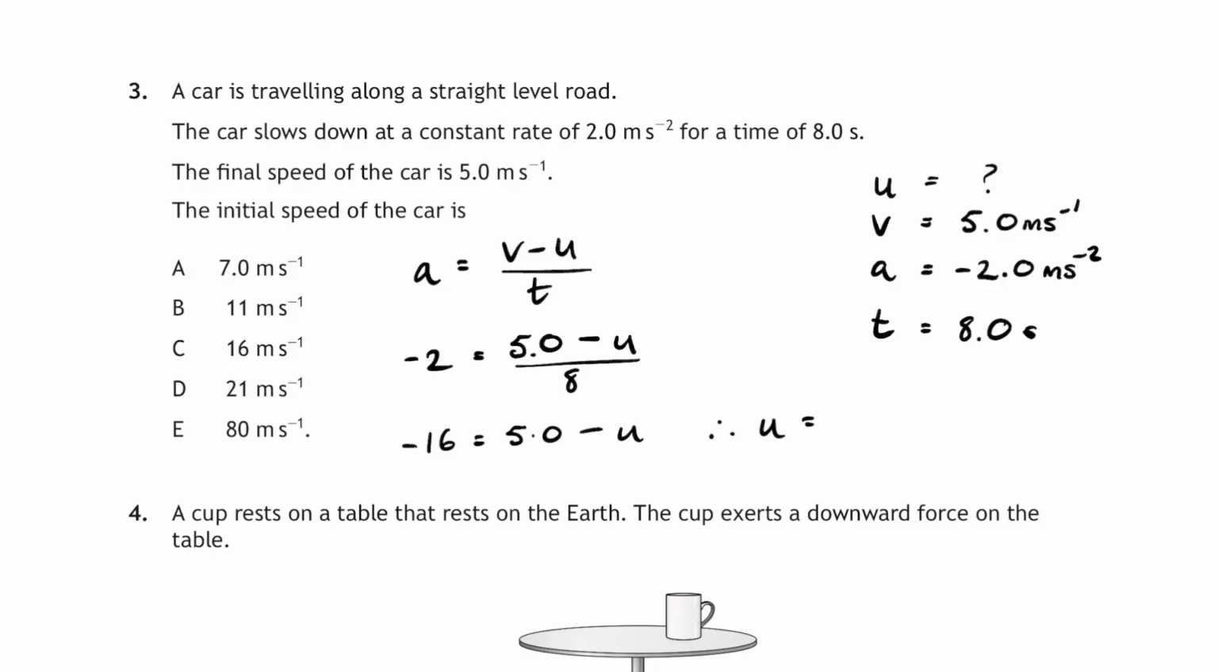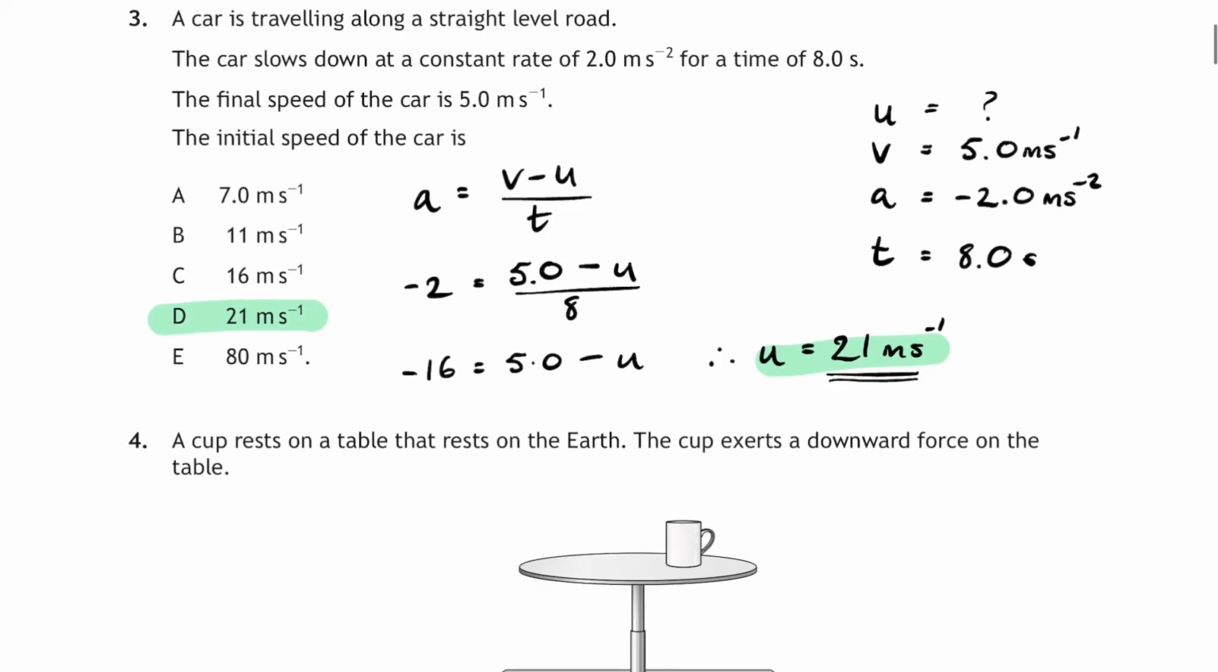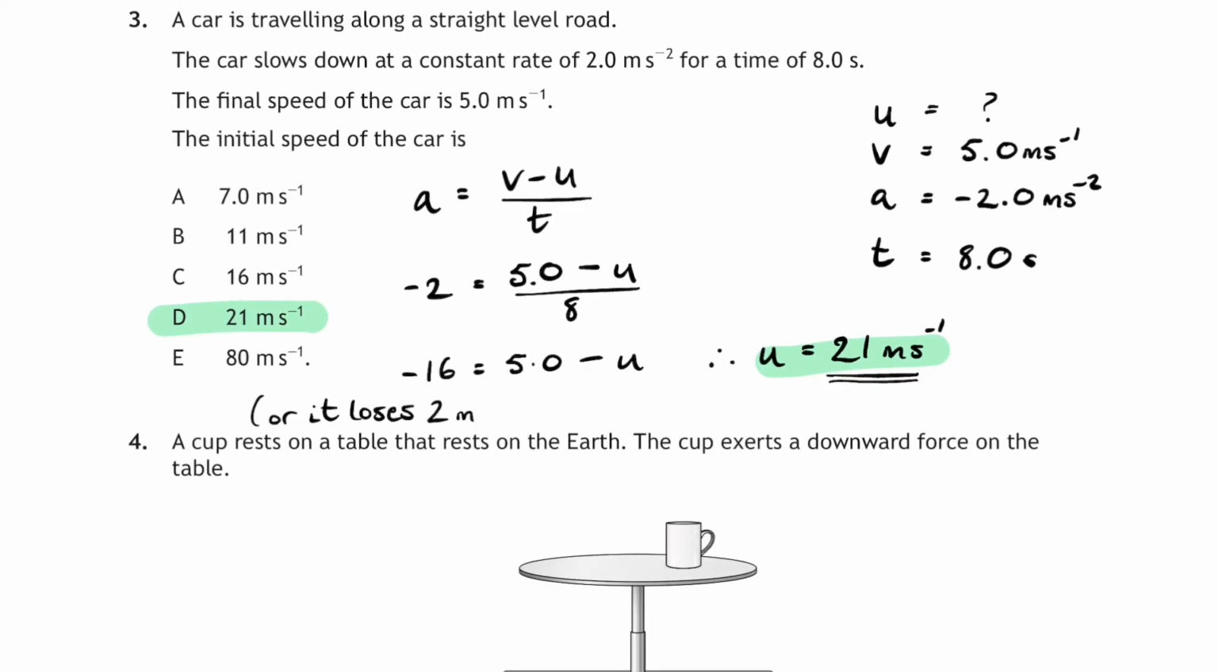So that means that U must be equal to 21 meters per second. And that corresponds to answer D. That's 3D. You could also work that out by realising that if the car loses 2 meters per second every second for 8 seconds, then the car is going to lose 16 meters per second. And if it ends up with a final speed of 5 meters per second, then it must have started at 21 meters per second. That's question 3.